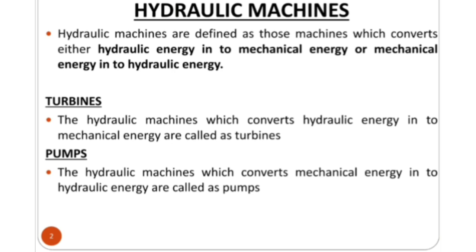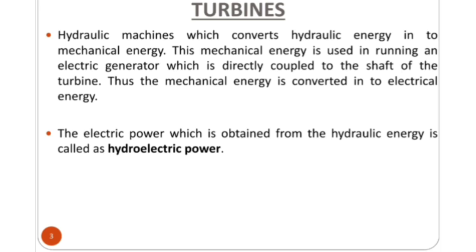So turbines are those machines which converts hydraulic energy into mechanical energy, whereas pumps are those hydraulic machines which converts mechanical energy into hydraulic energy. So in this chapter we will study the turbines like Pelton wheel, Francis and Kaplan, and in the pump we will study centrifugal pump. So let us go with the turbine.